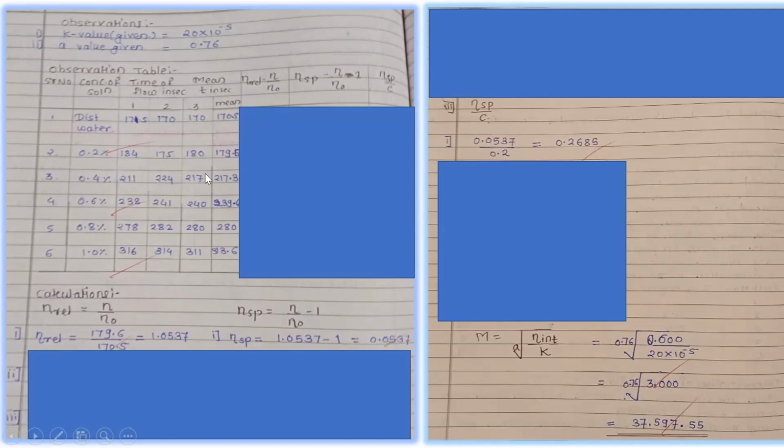For 0.1, this 1, 0.2, 0.4, 0.6, 0.8. So we can find out the relative viscosity. Then specific viscosity means n upon n0 minus 1, that is, relative viscosity minus 1. On the basis of this we can find out the specific viscosity upon C, where C means 0.2, 0.4, 0.6, 0.8 and 1.